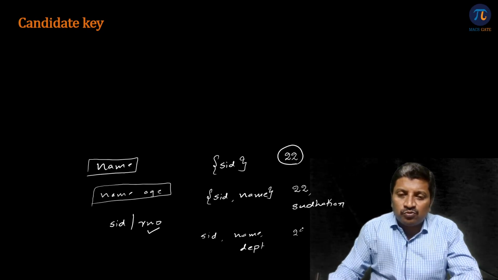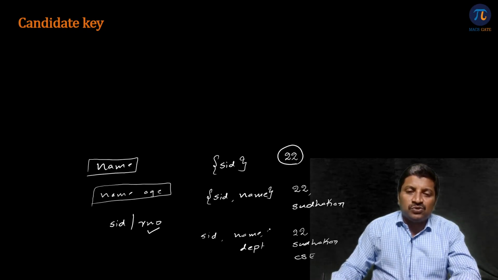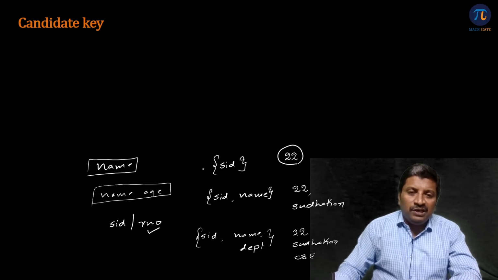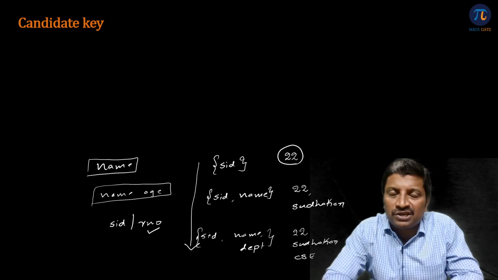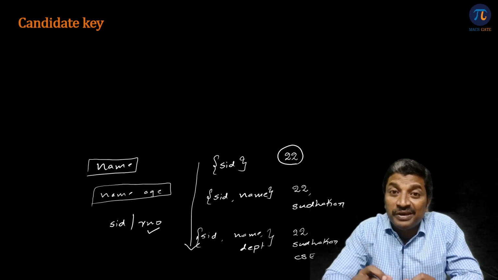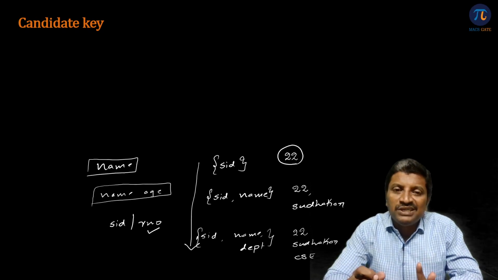So 22, Sudhakar and CSC. So this also we can do. Now any one of these three is called a key. Any one of these three is called a key. Then what is meant by candidate key? That is what we are going to focus on mainly. What is a candidate key?